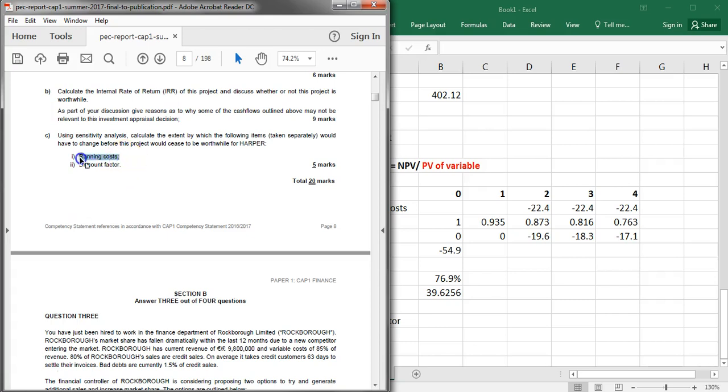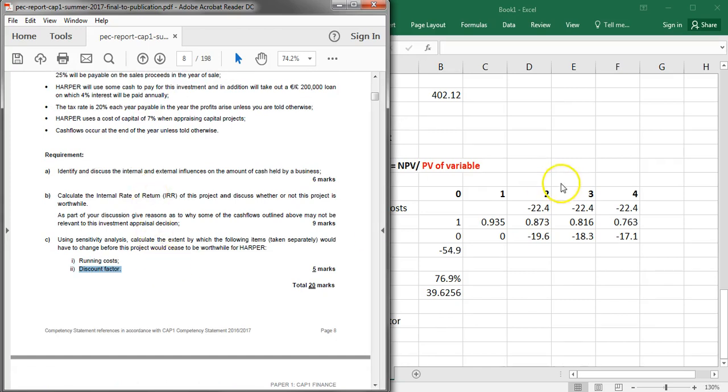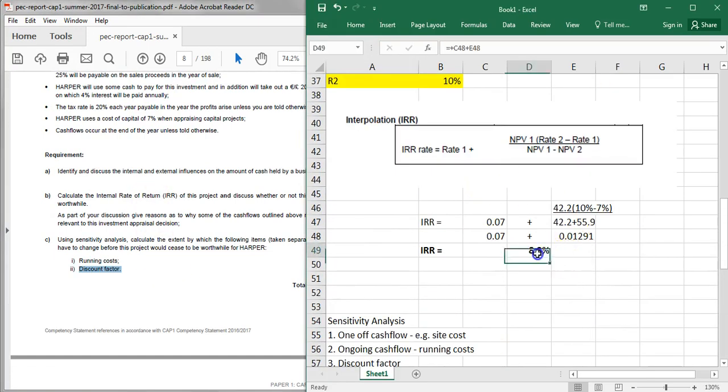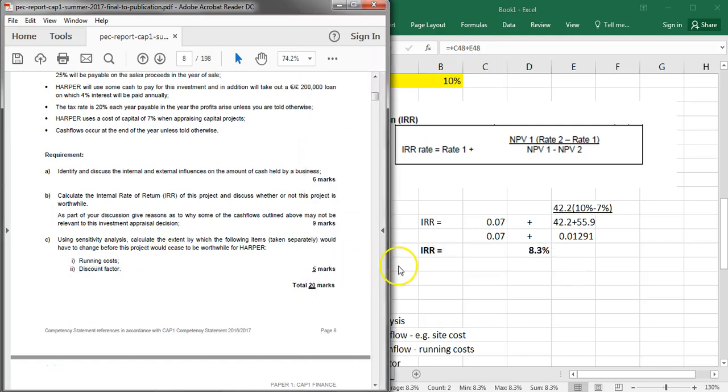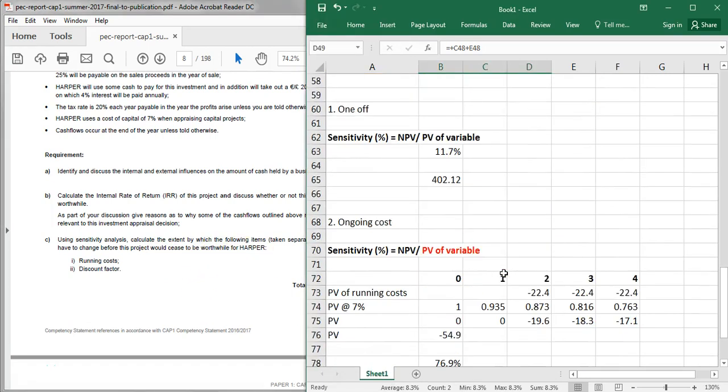There's probably 4 marks going for this one, 1 mark going here. What you needed to realize was the IRR in this project is 8.3. The current cost of capital is 7%. So the sensitivity analysis is 1.3%, i.e. the discount factor or the cost of capital could increase by 1.3% before the project will become break-even. So that was a little tricky one more than anything. But that's a popular one with the examiner, so do pay attention to that in prior papers.